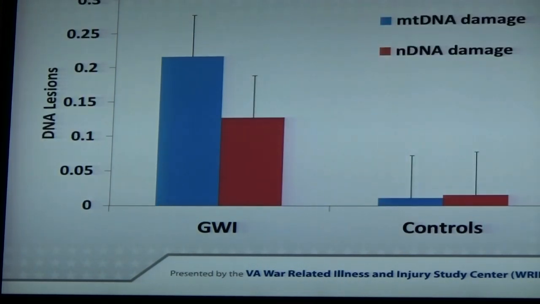This slide talks about the DNA damage, both mitochondrial and nuclear. On the left side of the screen, we have veterans with Gulf War illness. In the blue, we have mitochondrial DNA damage, and in the red, we have nuclear DNA damage. The controls are on the right side of the screen. What we see is a significantly larger amount of DNA lesions in both the mitochondrial genome and the nuclear genome. Importantly, this supports some prior literature: as you can see, the mitochondrial DNA seems to have significantly more lesions than the nuclear DNA, and that is supportive of prior research as well.